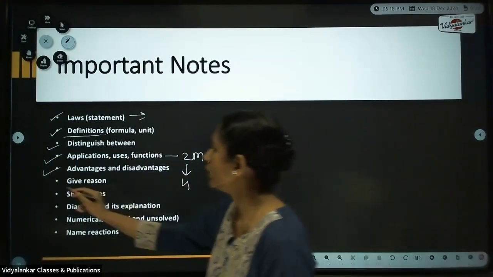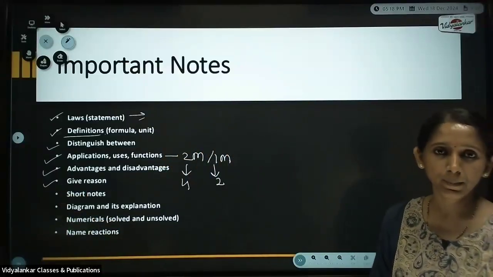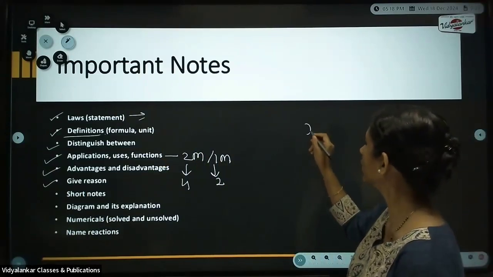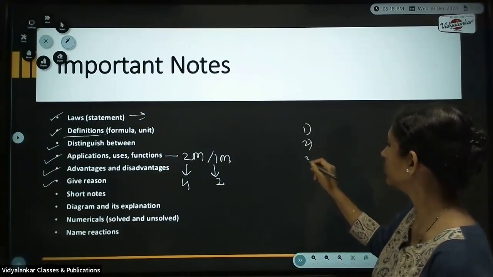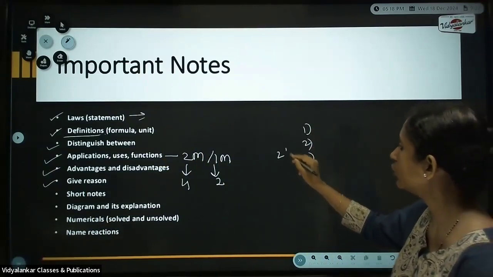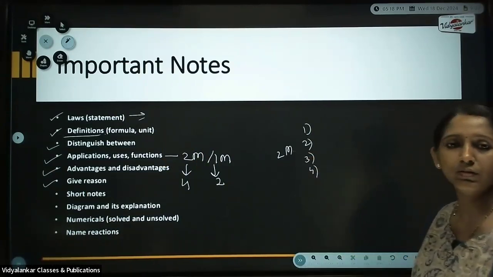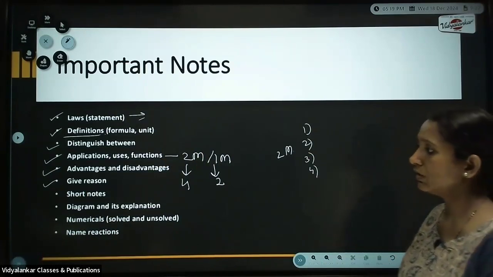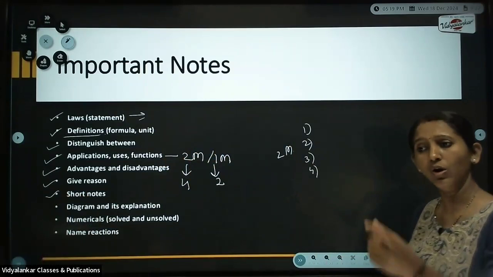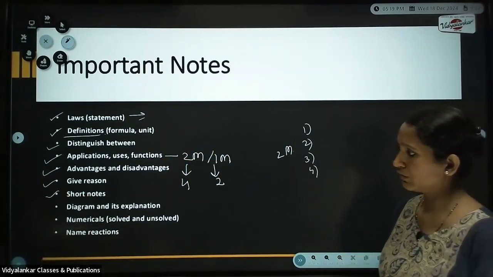If you are asked a give reason question, then write the answer in points: point number 1, point number 2, point number 3, point number 4. At least 4 points for 2 marks, and if it is asked for 1 mark, then at least 2 points. Clear? Short note, similar pattern. Based on the marking scheme, please write the answer point wise.